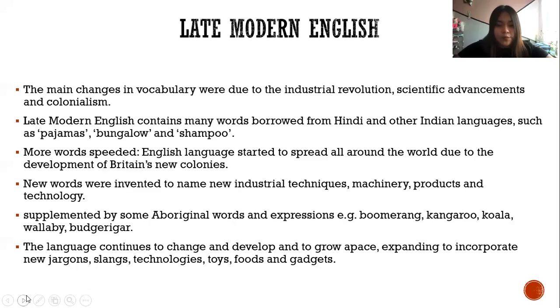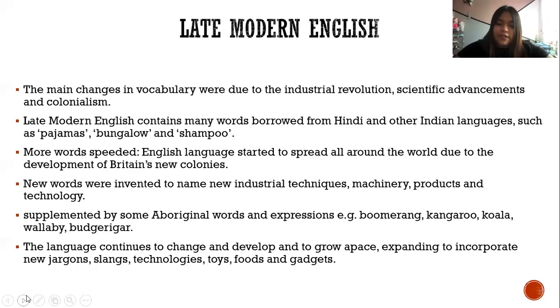Late modern English contains many words borrowed from Hindi and other Indian languages, such as pajamas, bungalow, and shampoo. English also started to spread all around the world due to the development of Britain's new colonies.